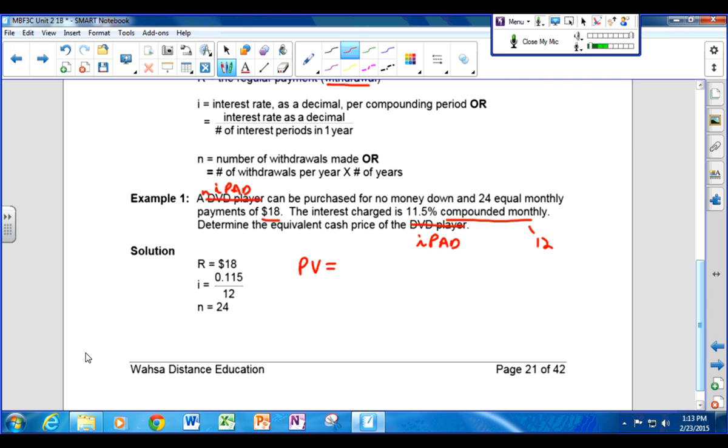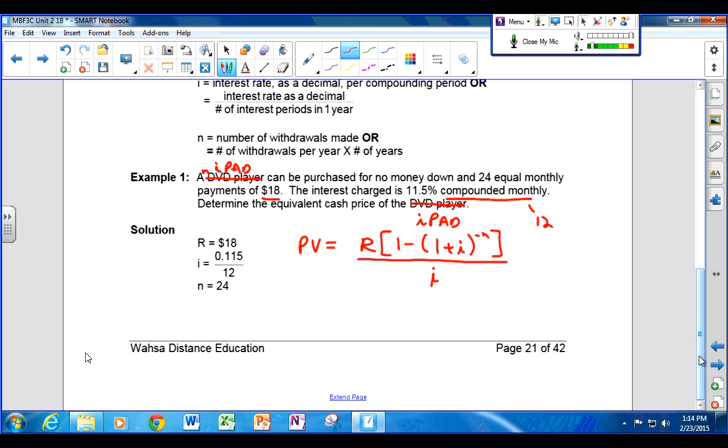PV equals R, and then they use square brackets. It's just because when you're dealing with two sets of brackets, it's to avoid confusion. So it's PV equals R times [1 minus (1 plus i) to the power negative n], and then we close that square bracket, and then over i. Pretty similar, but not exactly the same as the compound interest formula, but you can see some elements of it. We need the PV, so that's why we're using this version of the formula.